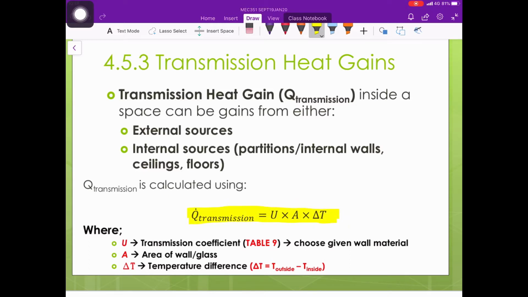The transmission heat transfer rate can be obtained using the equation Q dot transmission equals U times A times delta T, where U is the transmission coefficient from table 9, A is the area of wall or glass, and delta T is the temperature difference between the outside air and the designated inside temperature.